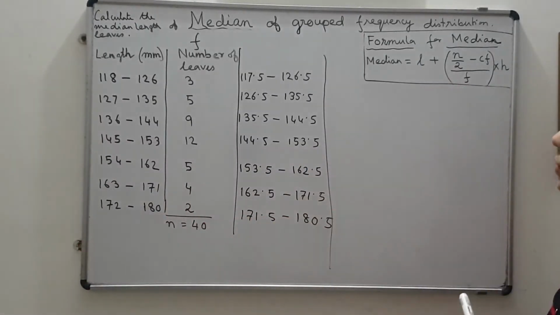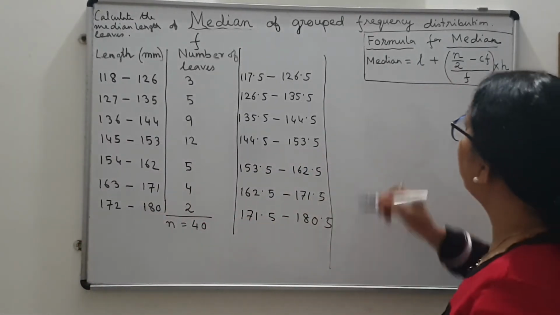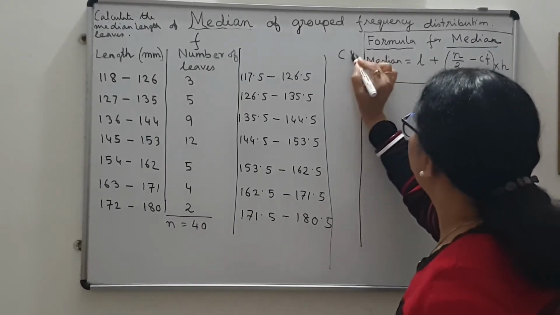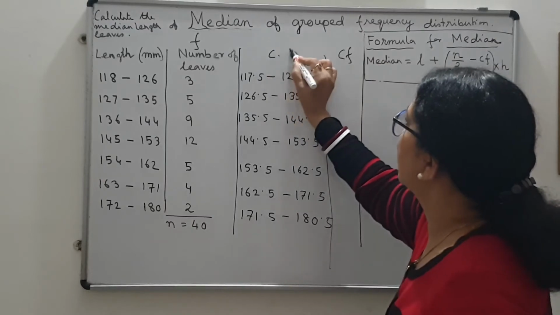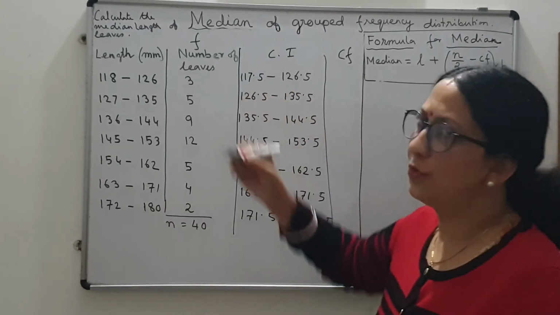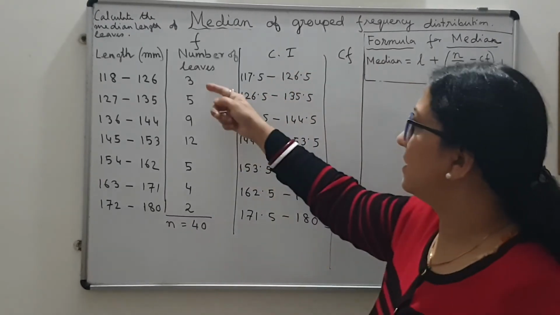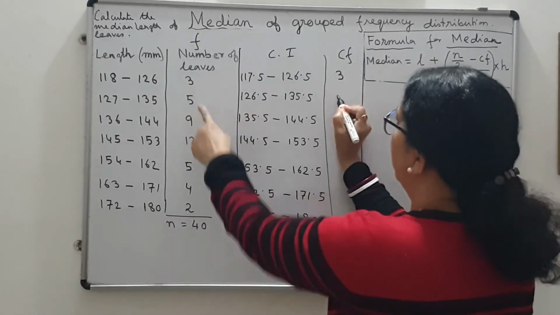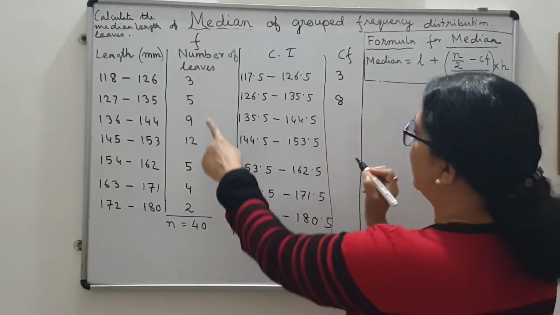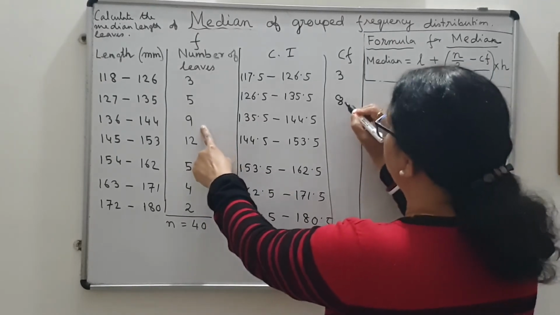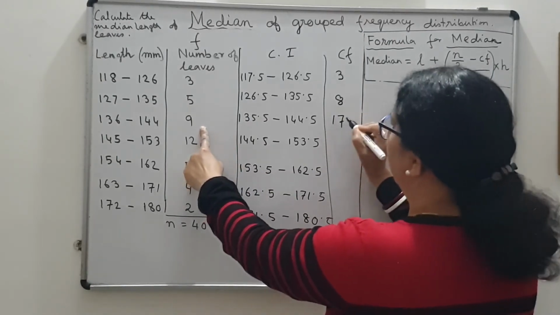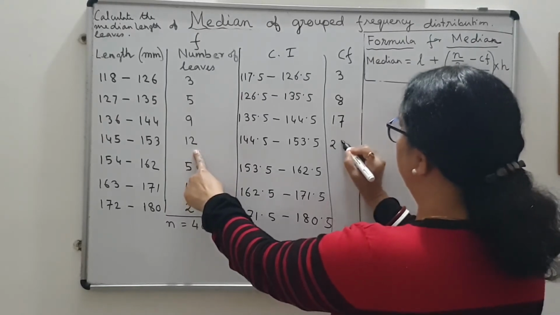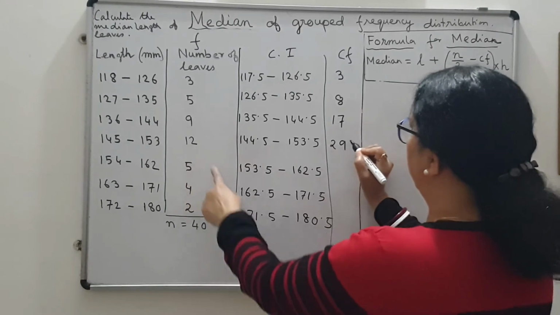So first thing, to locate the median class, I have to form the cumulative frequency column, CF. This is the continuous class, and CF you know how you get it, simply by adding the successive frequencies. First one remains the same, second one 3 plus 5, 8. Next one will be 8 plus 9, 17. Then 17 plus 12 will be 29.